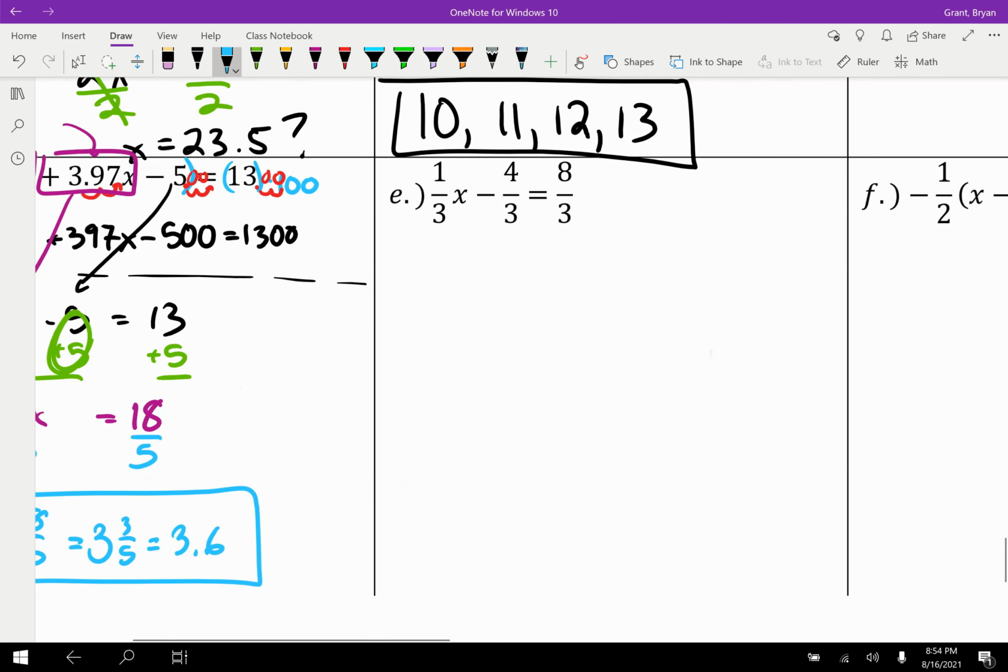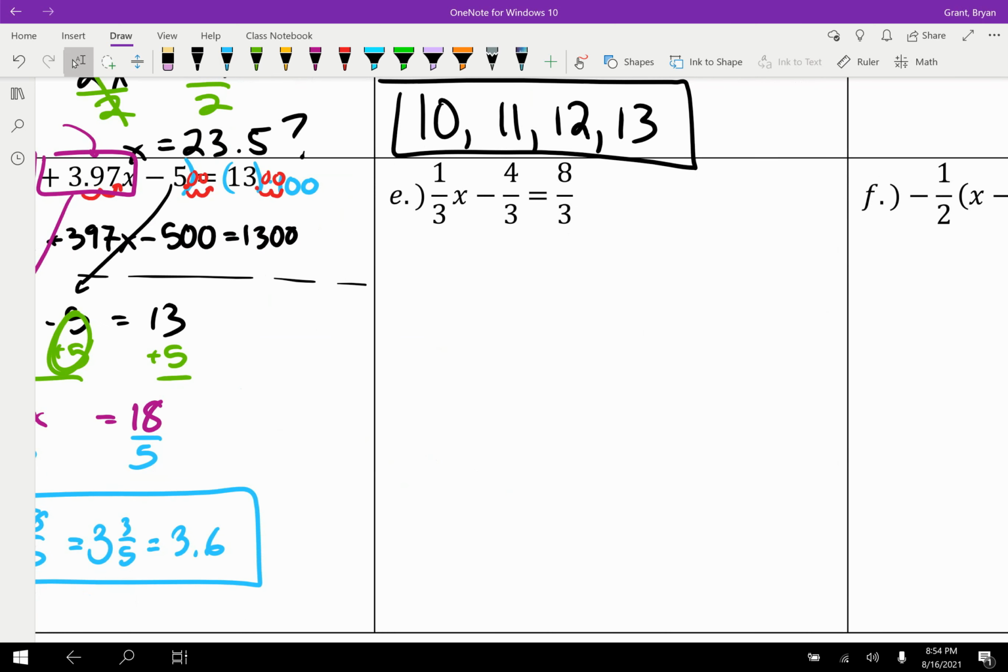Ooh, fractions. 1/3. Oh, they already have a common denominator. Oh, this one's going to be a piece of cake. 1/3 x minus 4/3 equals 8/3. If all the fractions have a common denominator, multiply both sides by the common denominator.